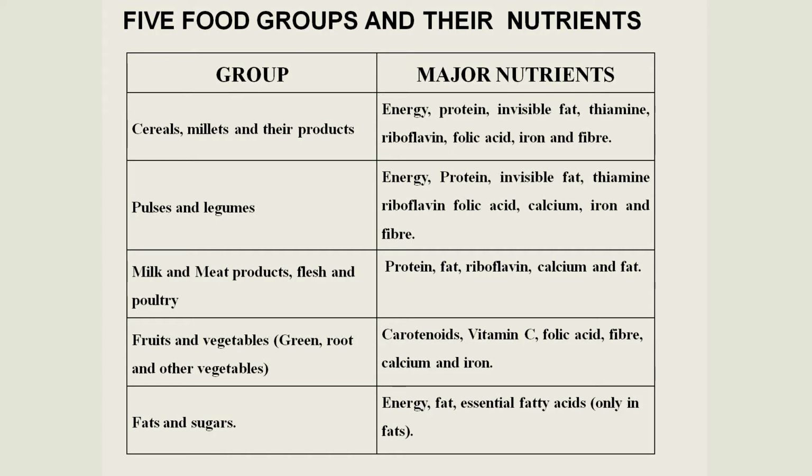So meat and meat products, or the flesh and poultry, will give a good amount of protein, fat, riboflavin, calcium and fat. We won't get any minerals or vitamins here.